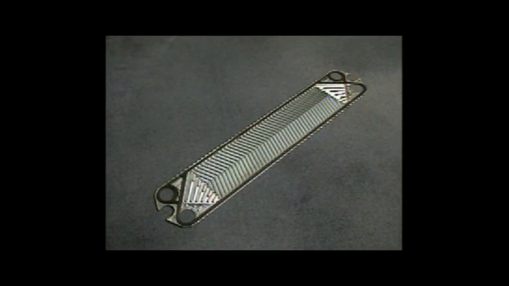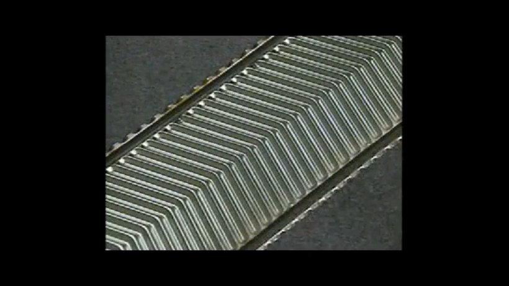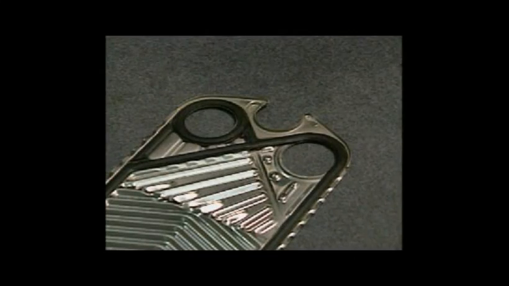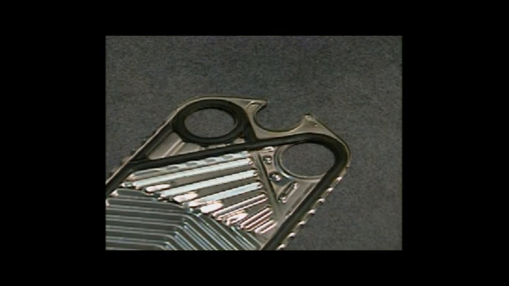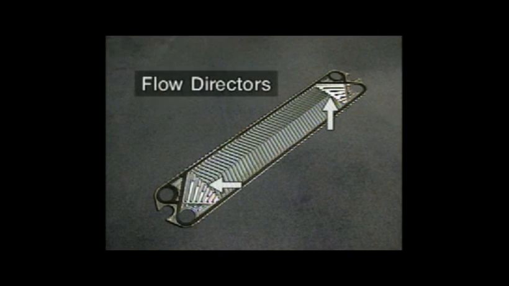The plates inside the heat exchanger have a corrugated or ridged surface. The ridges cause turbulence as the fluid passes over the plate. The turbulence helps increase the amount of heat that's transferred. The plate also has portholes. These portholes direct the flow of fluid between the plates. Near the portholes are flow directors that distribute the fluid evenly over the plates.